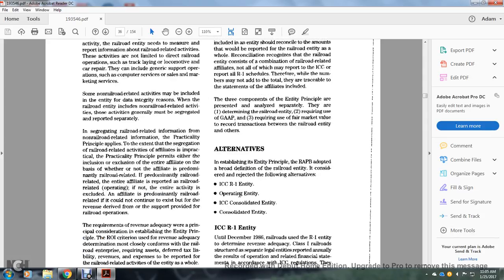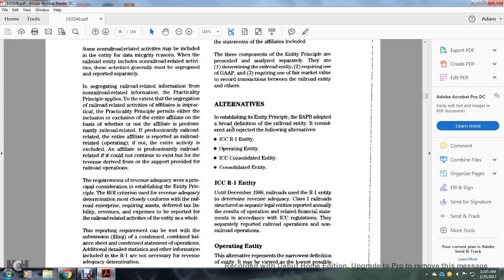Three components of the entity principle are presented to be analyzed separately. They are: 1. Determine the railroad entity. 2. Require the use of governmental accounting and auditing principles, requiring fair market value recording of transactions between the railroad entity and others. Alright, alternatives. Establishing the entity principle.